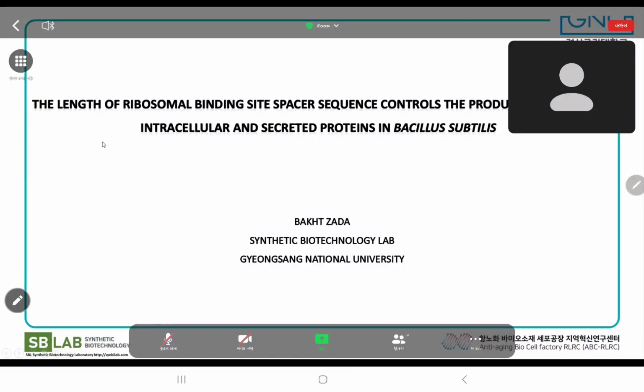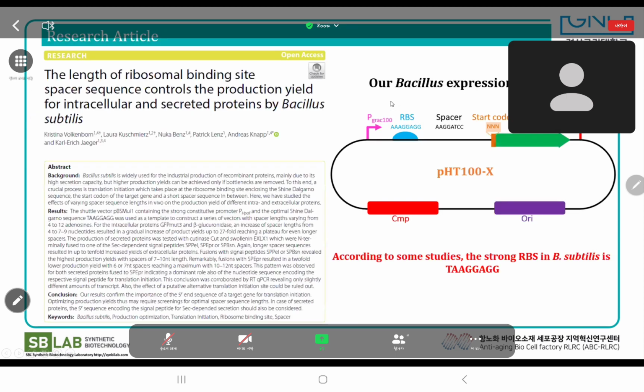Today I would like to present a paper whose title is "The Length of Ribosomal Binding Site Spacer Sequence Controls the Production Yield of both Intracellular and Secreted Proteins in Bacillus subtilis." So this is the first page of the research article.